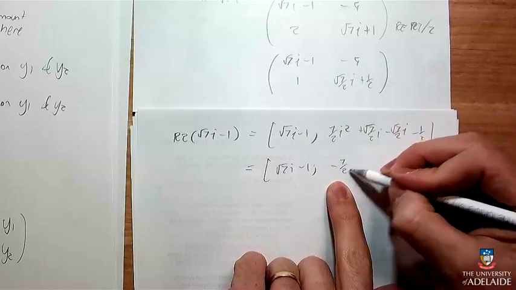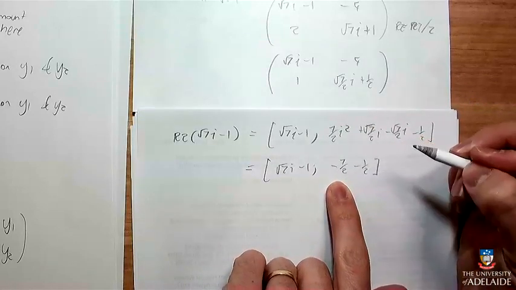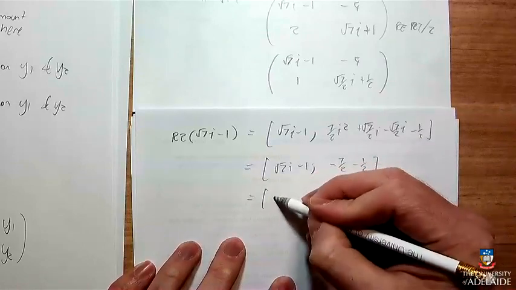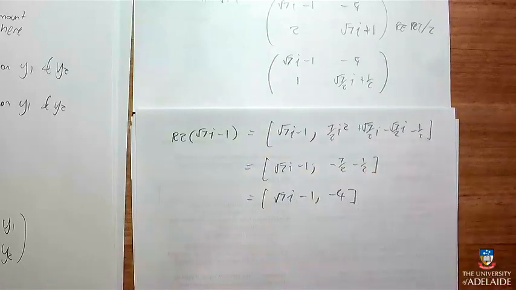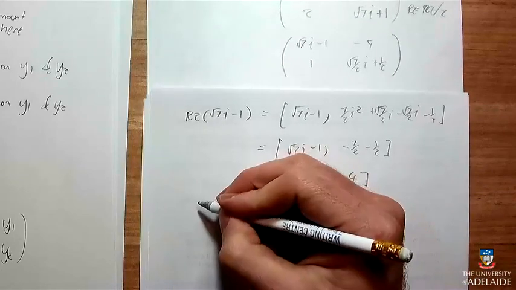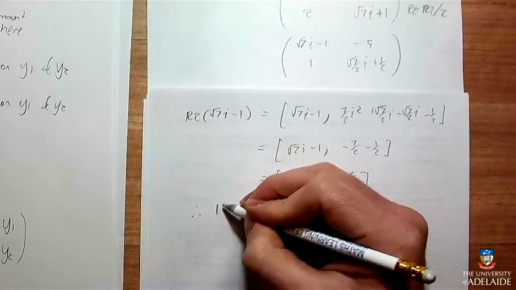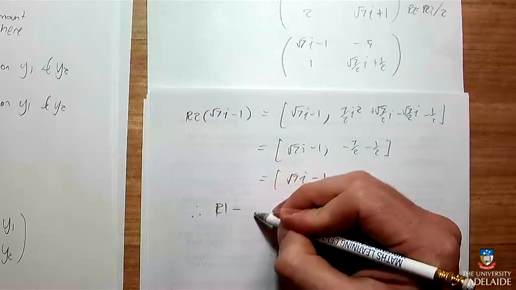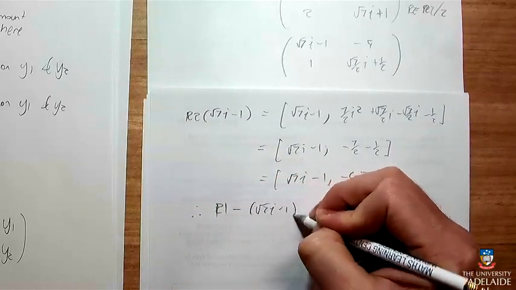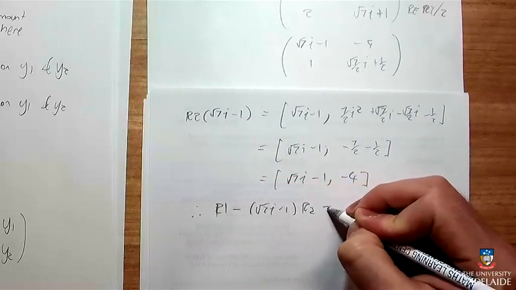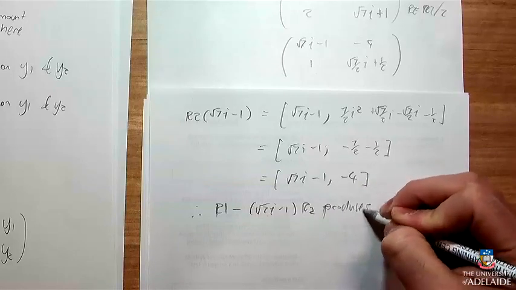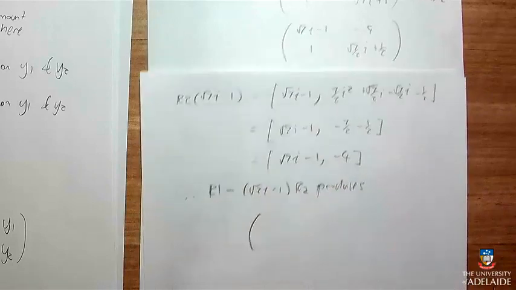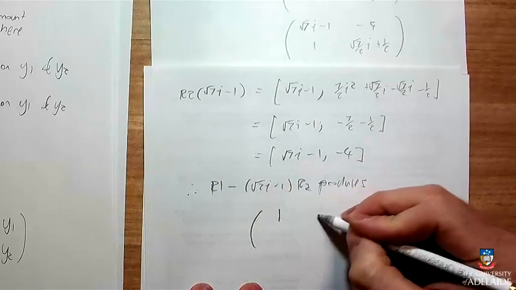Minus 7 on 2 minus a half. 7 on 2 is 3.5. Beautiful. It comes out to 4 as it should. Yes. So therefore, when I do this row operation, row 1 minus root 7i minus 1 lots of row 2, it will produce, well, and I'm going to switch the rows around as well.